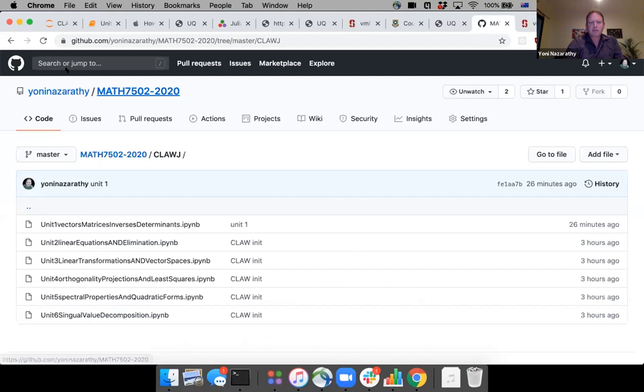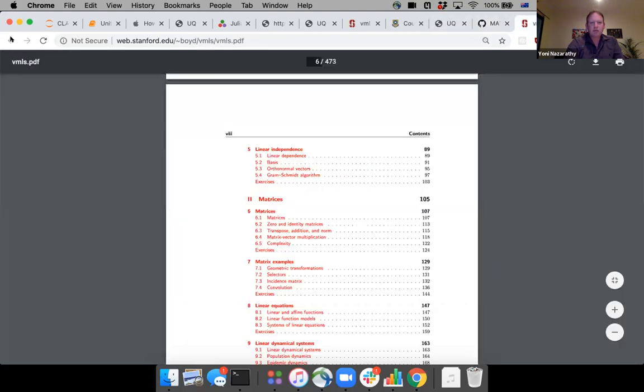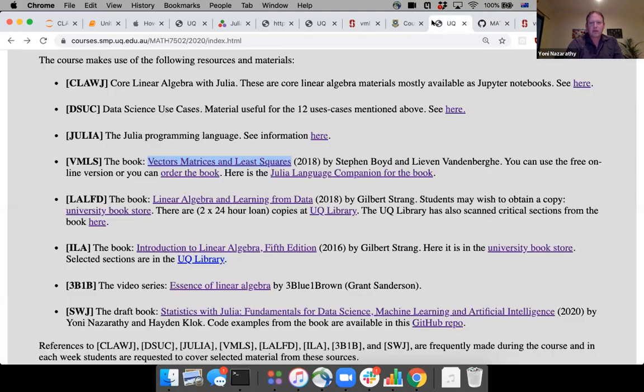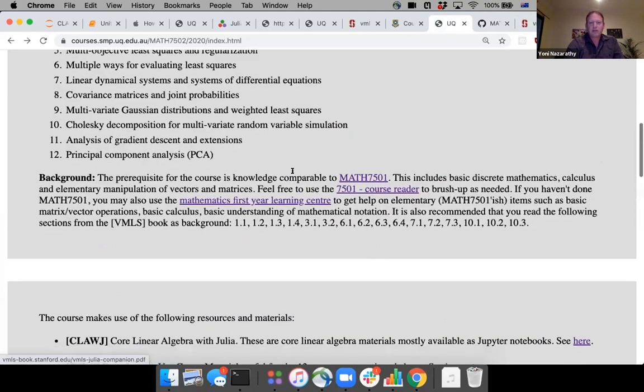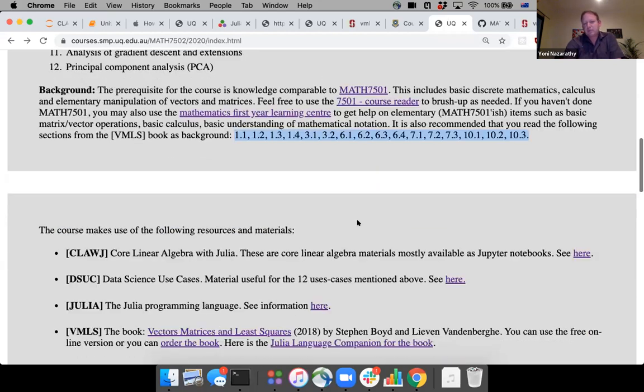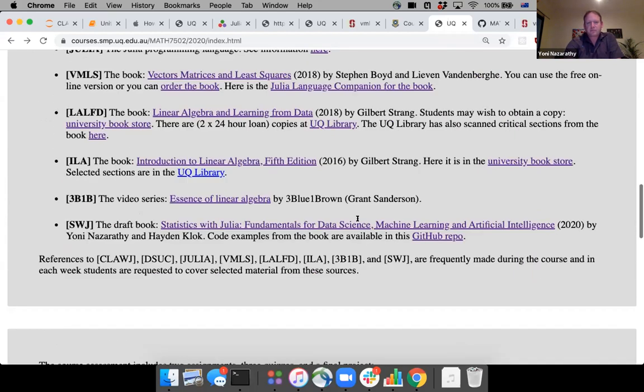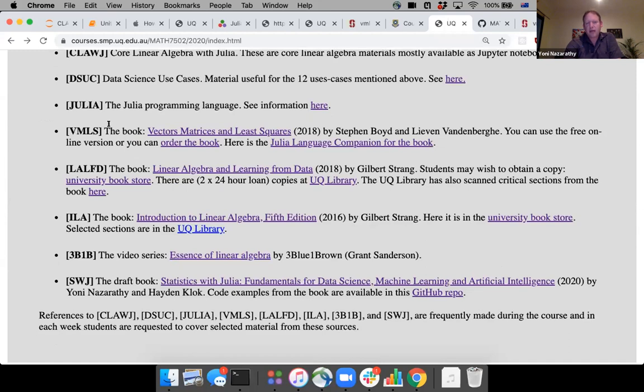Up to chapter 10, a good part of the material is what I suggest as background. These are the sections from VMLS that I suggested as background. Those that did MATH7501 don't have to do that. Those that did not do MATH7501, have a look at these sections. Some of them we'll cover today as well. The book has much more because the LS is least squares.